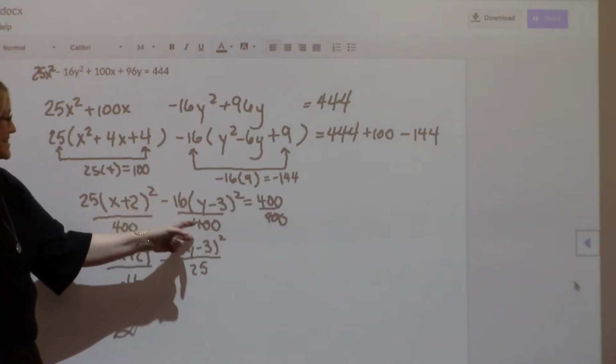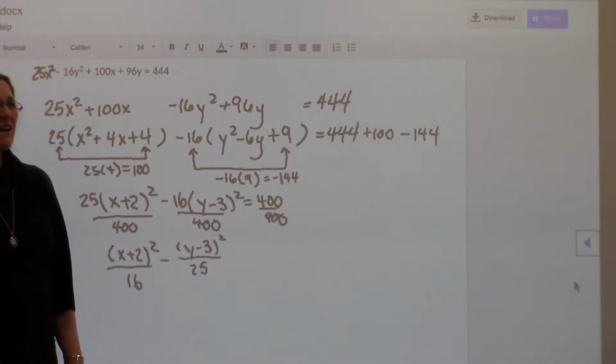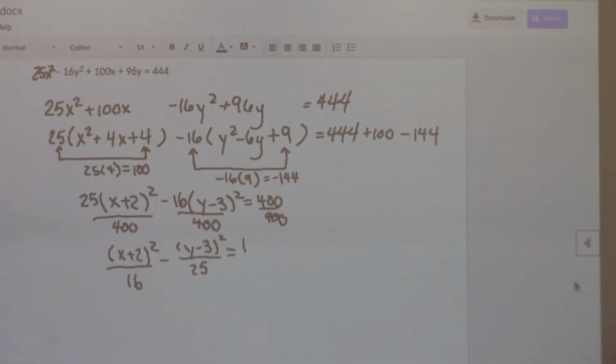Don't you get 16? You take 16 and go up to 400, shouldn't you get... Did I hear how many times somebody's gone? Equals 1. You just don't think about it.